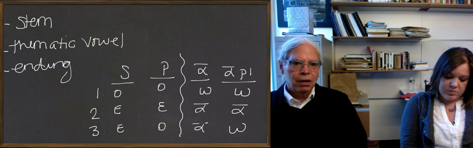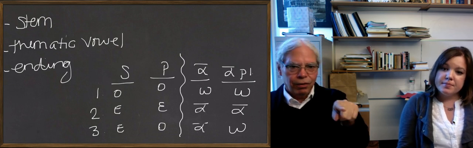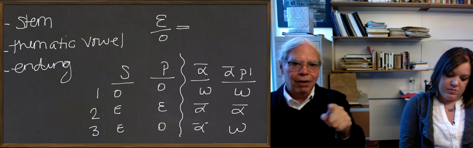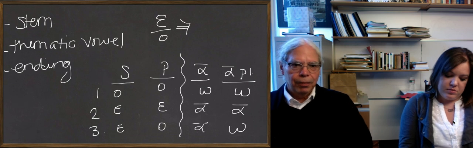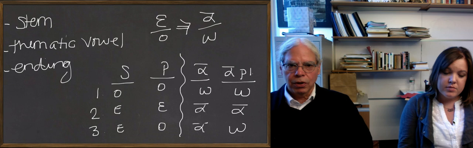But that's the key. You could sum it up by saying E over O, why don't you put that up there, E slash O transforms into, so it's like an arrow, long alpha over omega. And that's the heart of the matter. And that's the best way to learn these forms.